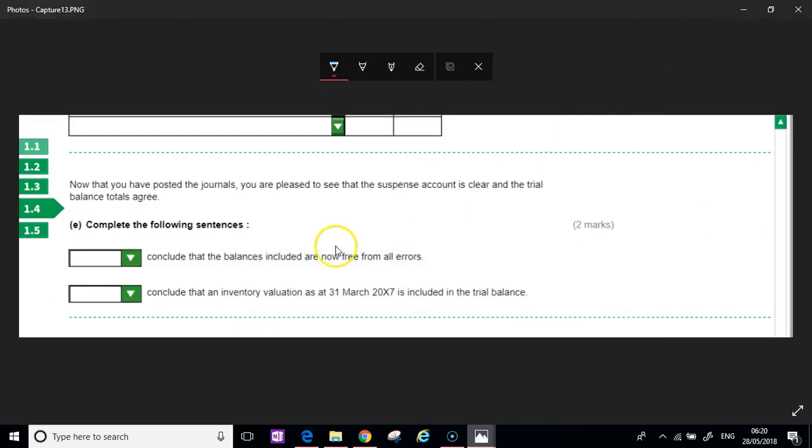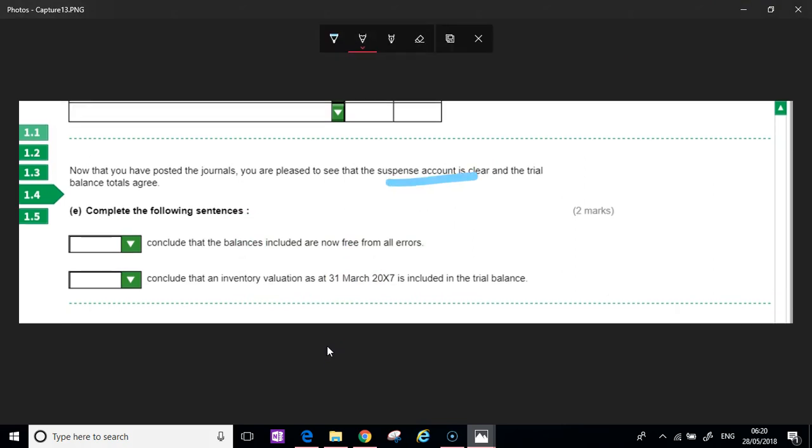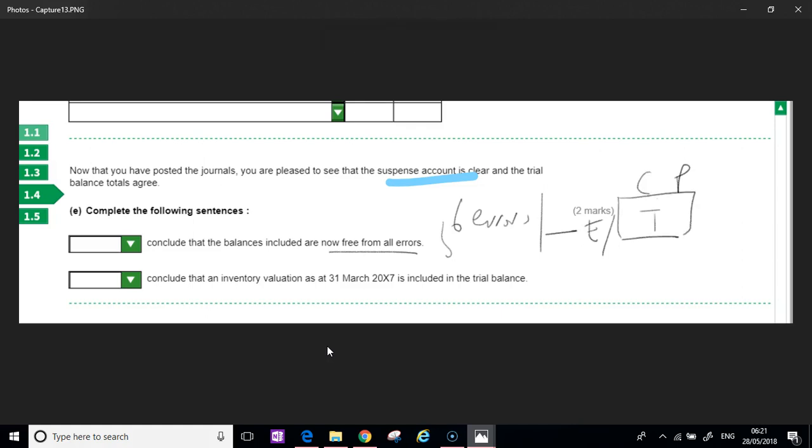Then let us look at the next one. It says that now that you've posted the journals, you're pleased the suspense account is clear. Wonderful. And then it says the trial balance now totally agrees. Now, it says you can now conclude the balances are free from all errors. Well, not quite. You might have other errors. Those errors, of course, are errors of omission, commission, principle, transposition. So there might be other errors that you haven't quite picked up. It doesn't mean it's entirely free.